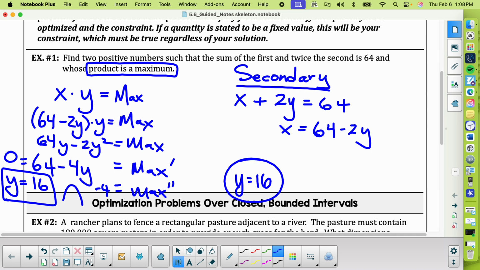Perfect. The secondary equation will always be our method of finding the other answer. So x is 64 minus double y. So x is 64 minus double 16, which is 32.